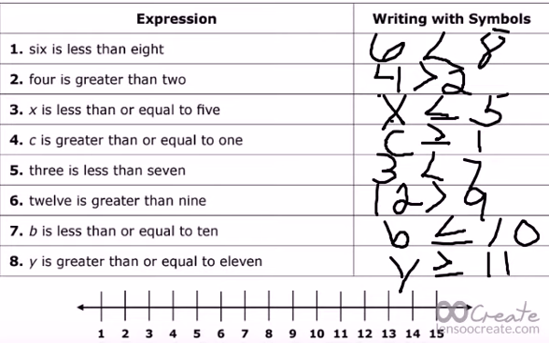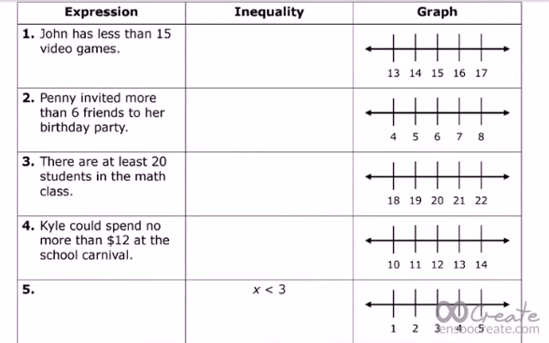Moving on, we'll look at page 305 now. On page 305, we have the expression, the inequality, and then we are introduced to graphing the inequality. So let's start with the expression. John has less than 15 video games. The inequality for that talks about the number of video games that John has. Well, we know that he has less than 15.